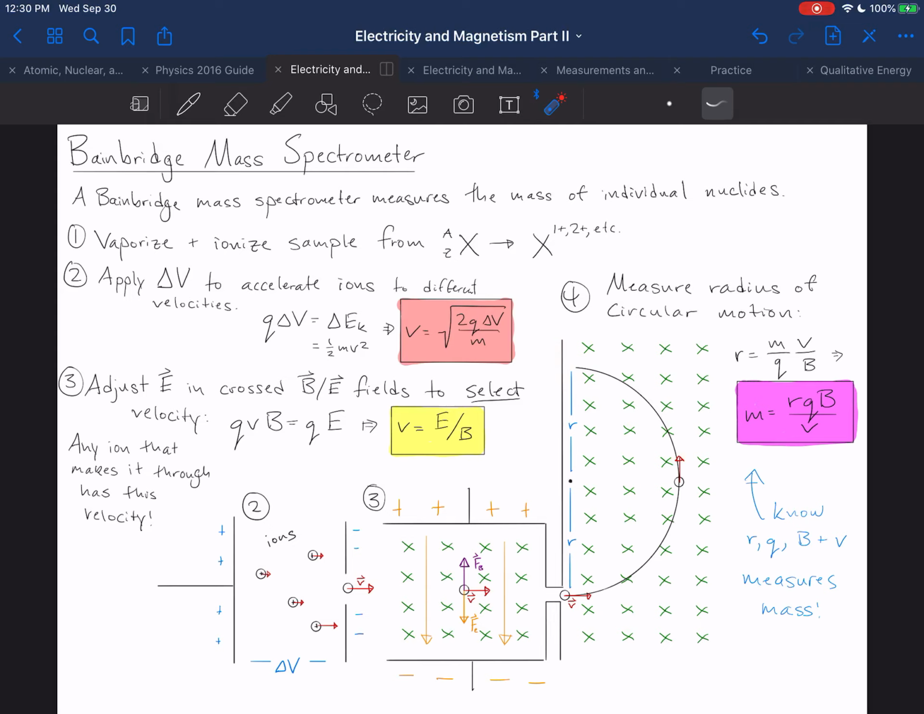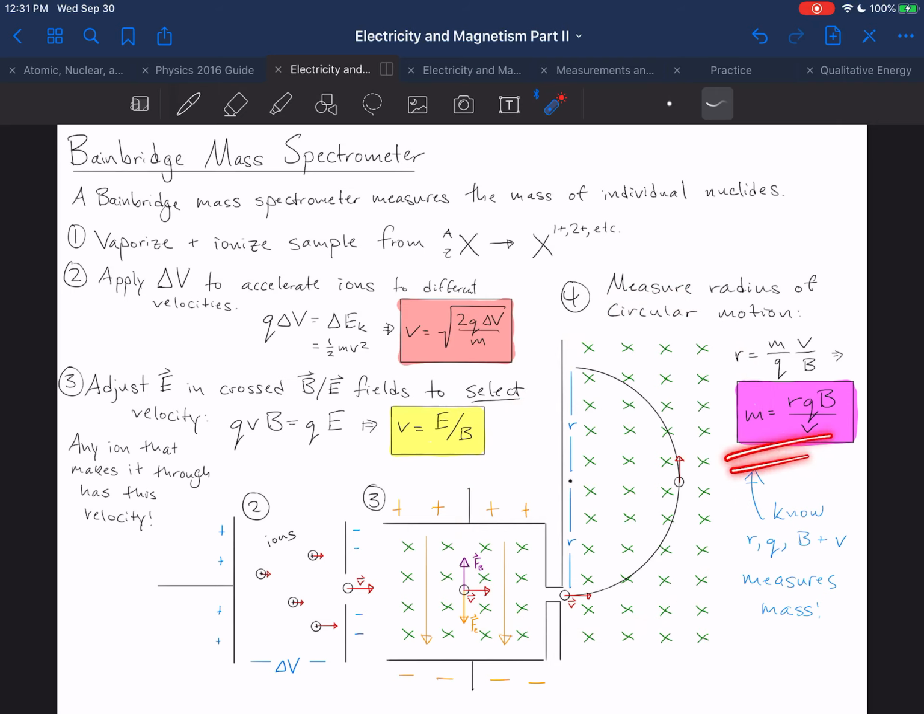It travels in uniform circular motion with radius equal to m over q times v over B, which means that if you solve for m, you can get an expression for the mass of that particle in terms of the radius, which you measure, the charge, which you know, the magnetic field, which you control, and the velocity, which you just selected with step 3. And if you know all these things, you can measure the mass of that individual particle with this particular setup.